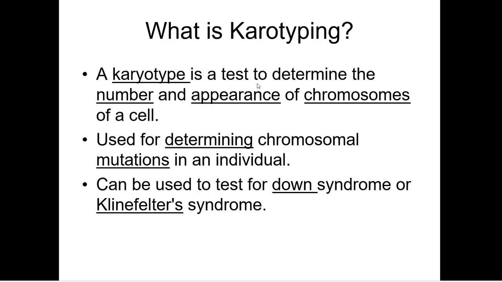And remember, we talked about karyotyping. What is karyotyping? I just kind of want to remind you. A karyotype is a test to determine the number and appearance of chromosomes. So they can do a karyotyping of a baby, and they can already see that it has trisomy 21, because at chromosome 21, instead of having those nice two copies, there's three. Okay? And they use that karyotyping to determine chromosomal mutations in an individual, and it can be used to test for Down syndrome or Klinefelter syndrome, and that's what they do in the amniocentesis.